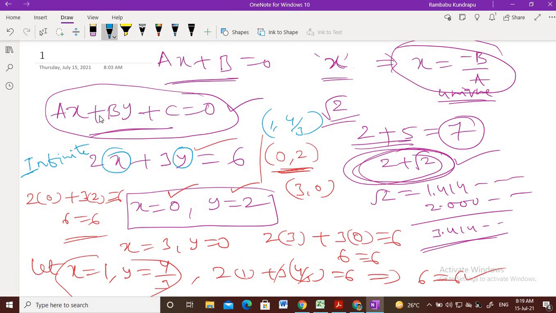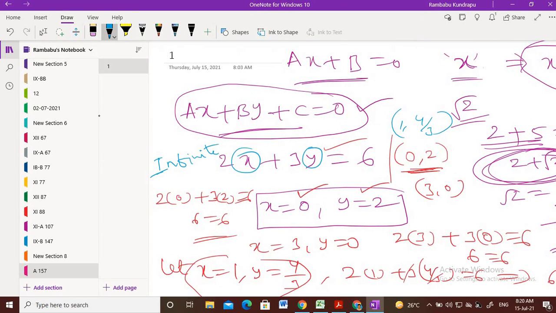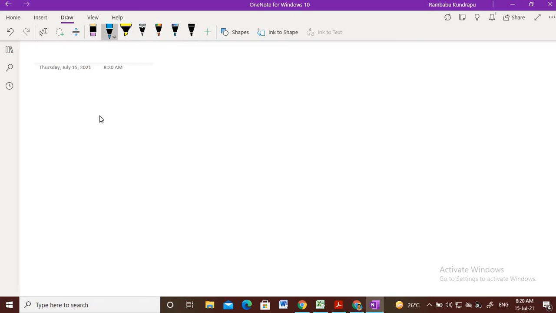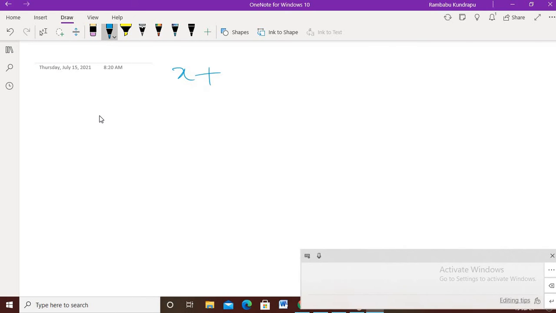There are infinite number of solutions for a linear equation in two variables. So many solutions are there. For example, see here, I am taking x plus y is equal to 4.